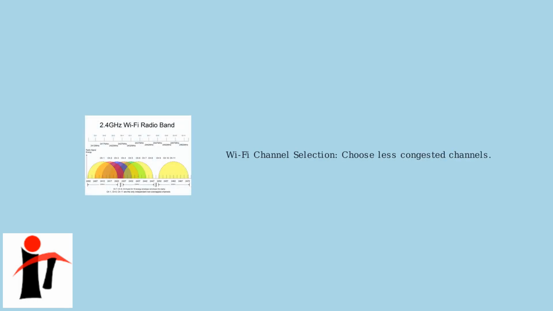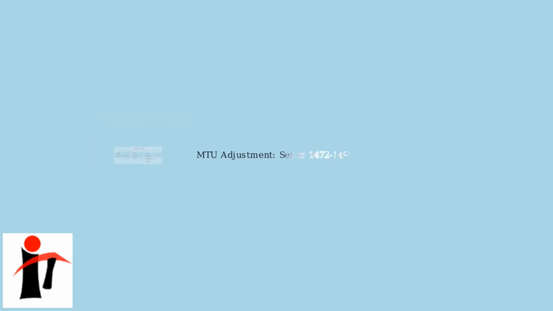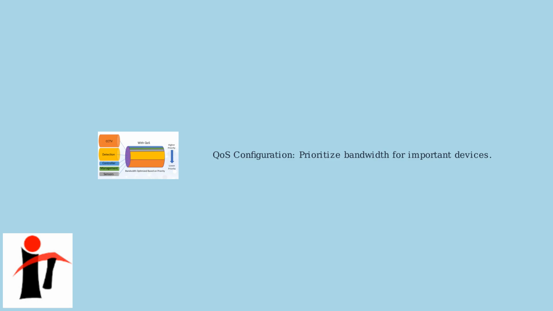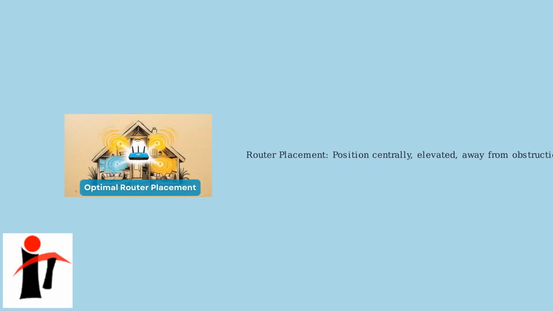Wi-Fi channel selection helps avoid interference from neighboring networks. MTU adjustment optimizes packet size for efficient data transfer. QoS configuration ensures smooth performance for critical applications. Proper router placement maximizes signal strength and coverage.